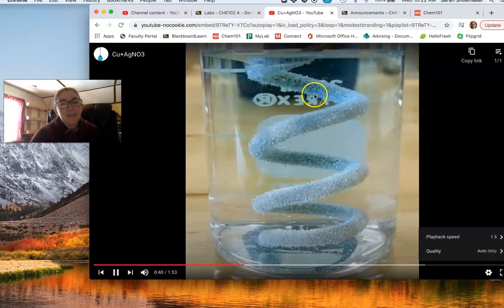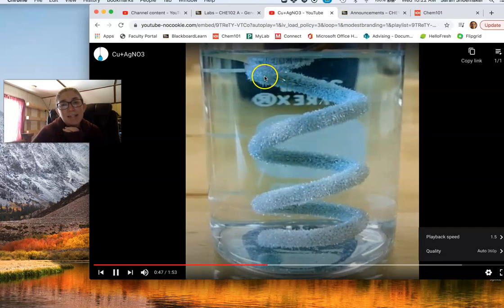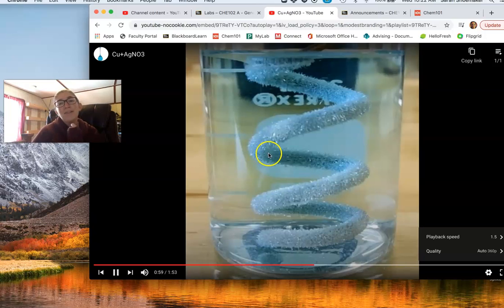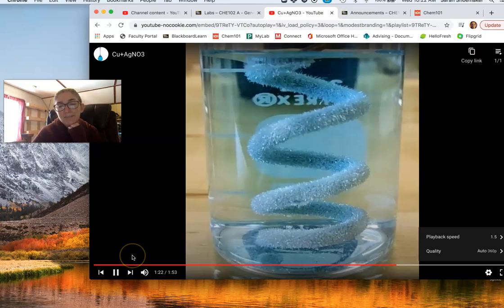So it does take time for this to happen, probably at least a couple of hours. But you see the formation of these little needle-like pieces of silver forming. It's really pretty. But you'll also notice that the solution is starting to turn kind of bluish green. And that's because copper ions move into solution. And the copper ions have a bluish greenish color.